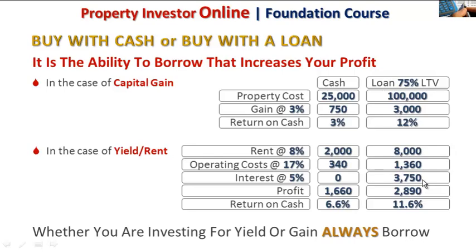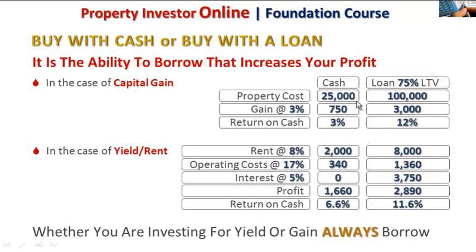Reduce the rent from £8,000 by £1,360 for the operating costs and £3,750 for the interest, and that leaves you with a profit of £2,890. This profit, by the way, is pre-tax, as is the case with the cash profit. We have not taken into account any tax. This profit of £2,890 is an 11.6% return on your cash of £25,000.